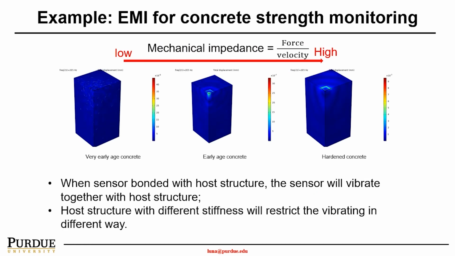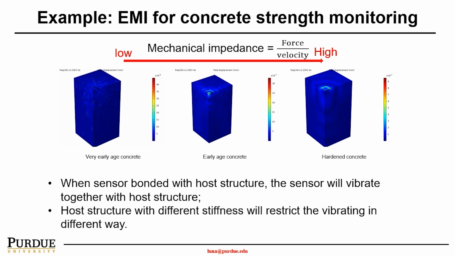So with that being said, I want to quickly show you a couple of examples. For instance, in this slide, I'm showing my research group using electromechanical impedance methods to monitor concrete strength, as was shown with the Hard Rock Cafe. So what if this laboratory scale can be scaled up for field implementation?